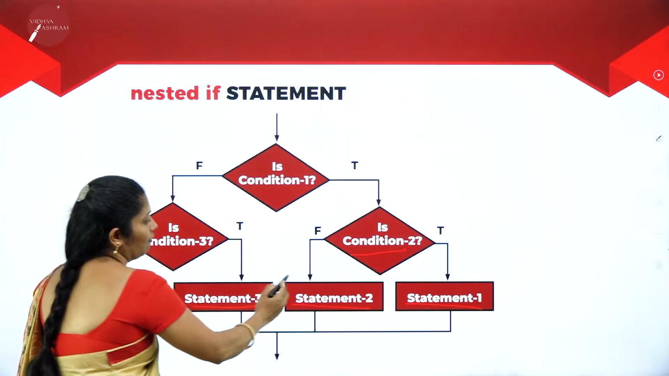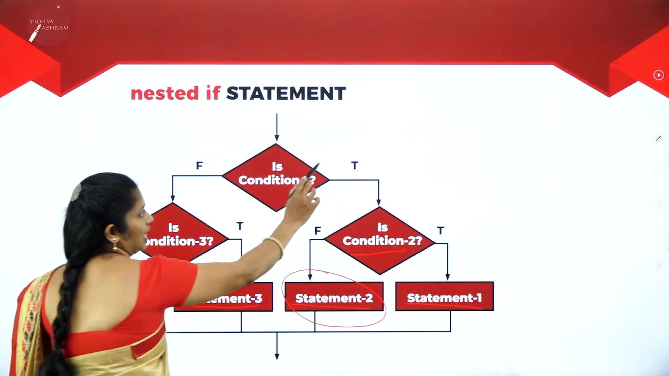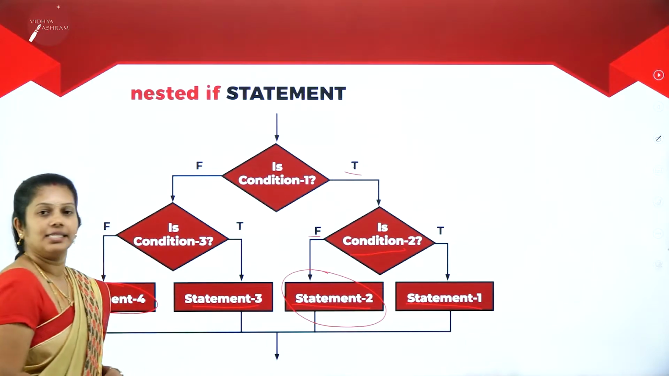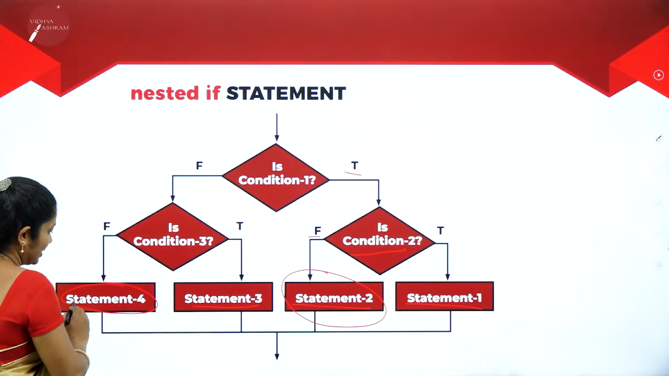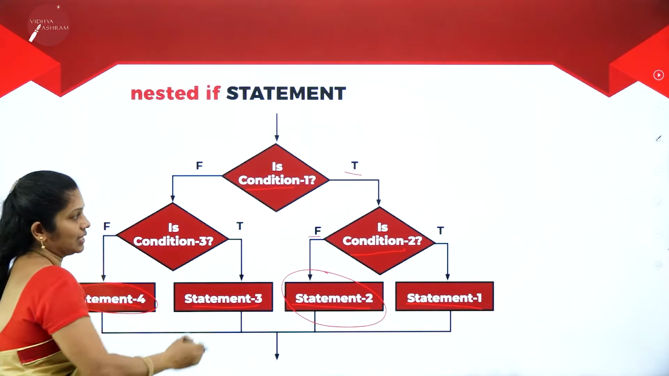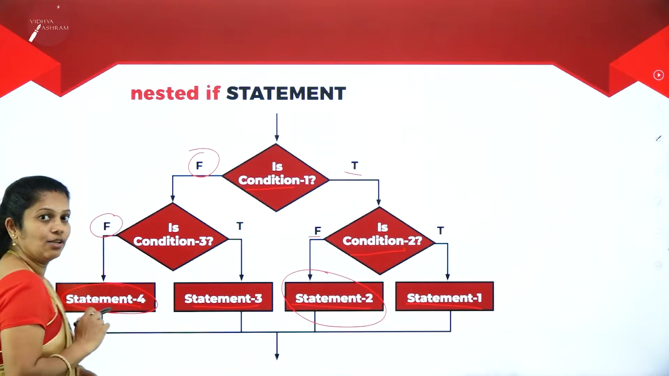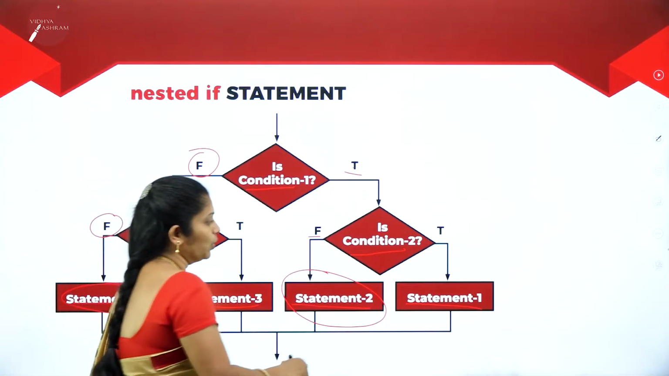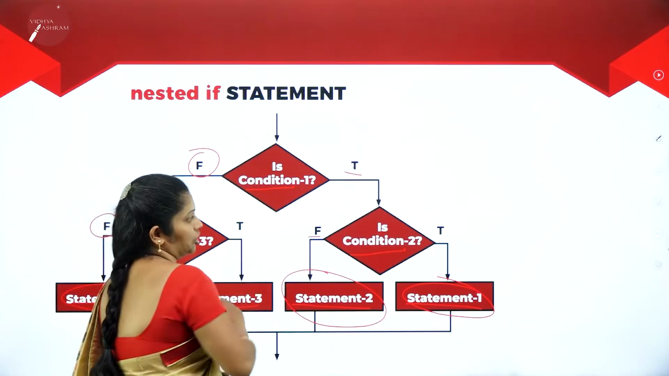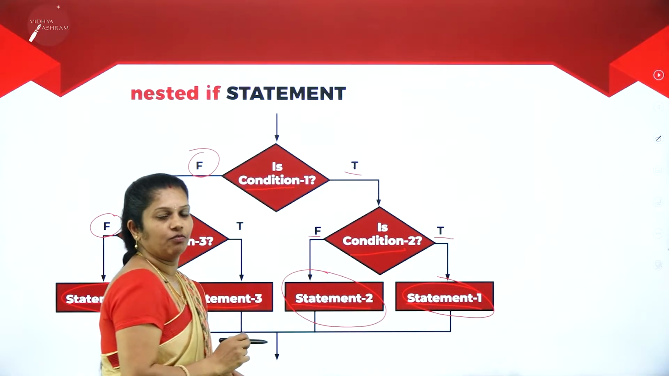If you observe here, when exactly will statement 2 execute? The first condition has to be true and the second condition has to be false, then statement 2 will execute. When exactly will statement 4 execute? When the first condition is false and the third condition is also false, then statement 4 will execute. When will statement 1 execute? When the first condition is true and the second condition is also true, then statement 1 will execute.